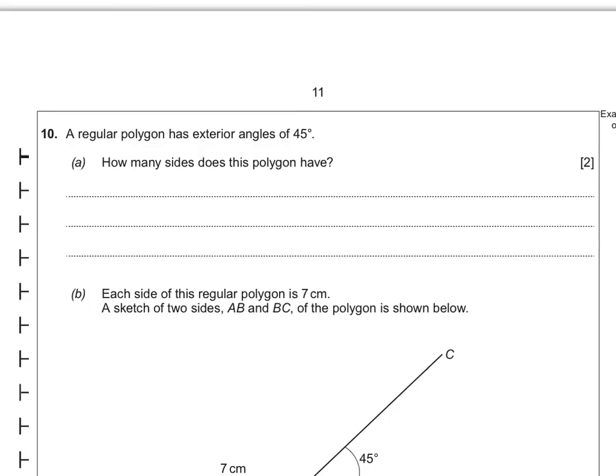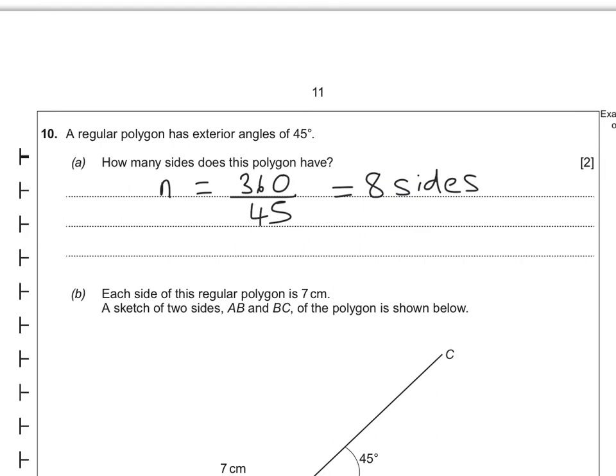Okay, question 10 part A. How many sides does this polygon have? We know it's got exterior angles of 45 degrees. So this is where we need to remember the formula that the number of sides in any regular polygon is 360 divided by the exterior angle. 360 divided by 45 is 8. So this polygon has 8 sides.